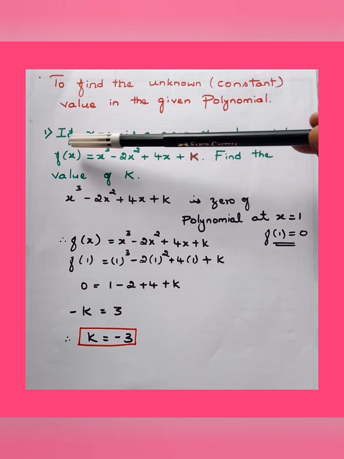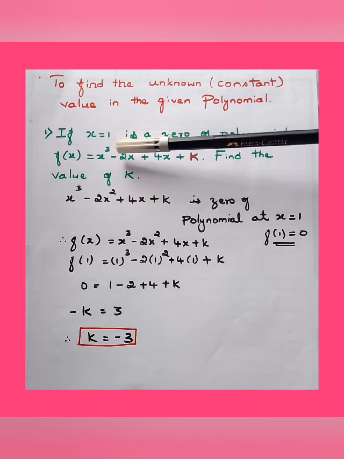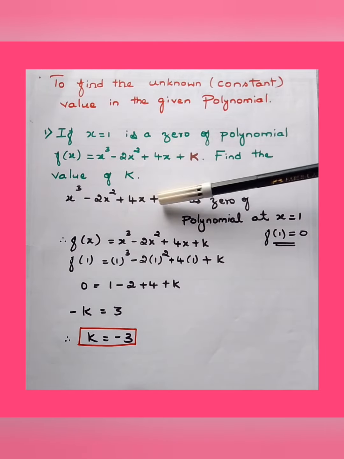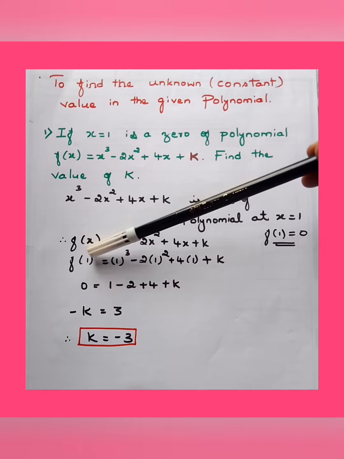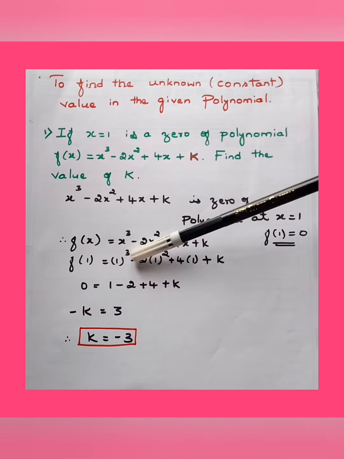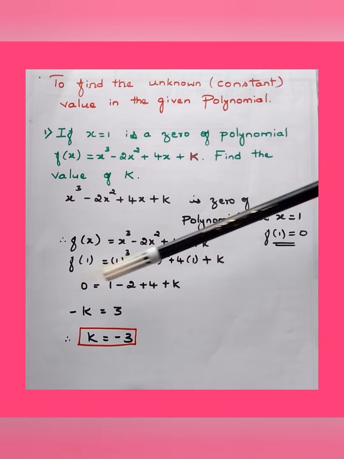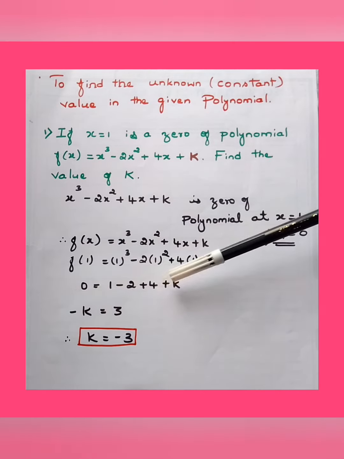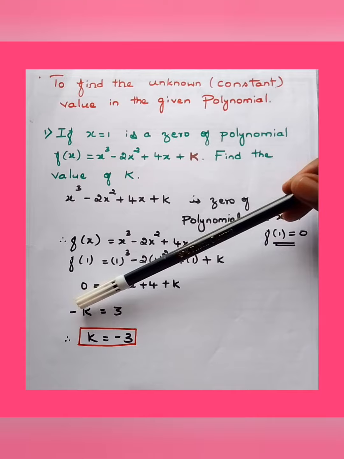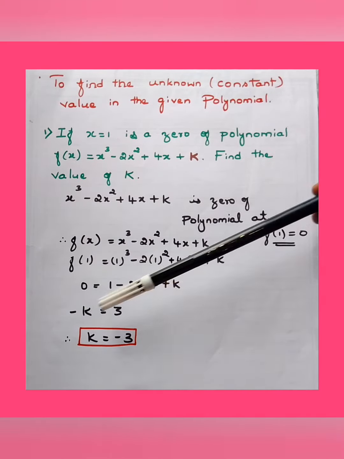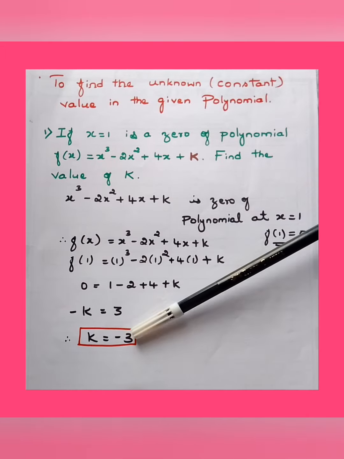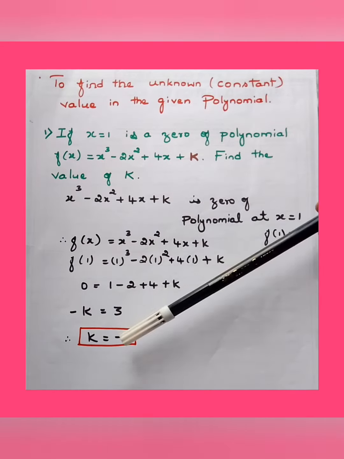Therefore, f of x is equal to x cube minus 2x square plus 4x plus k. Find the value of k. We need to find out. Since x is equal to 1 is a 0 of the polynomial, f of 1 is equal to 0. Then, on substituting, you get this equation. You can simplify it. Taking this equal to 0, we need to find the value of k, where shifting k to the left hand side becomes minus k is equal to 3. On simplifying, you can use Bodmas rule. Therefore, k is equal to minus 3. So, the value of k is equal to minus 3.